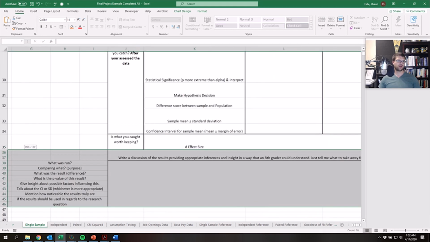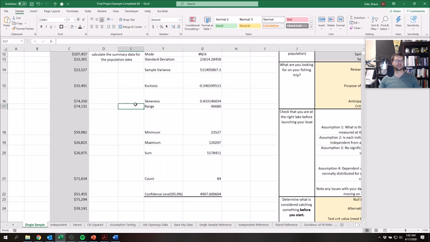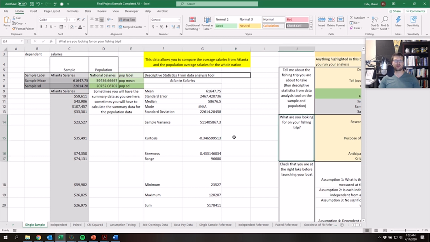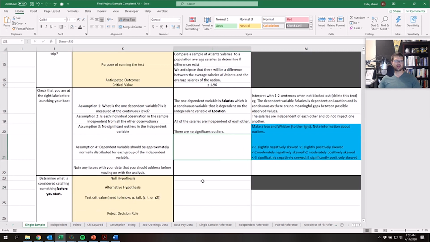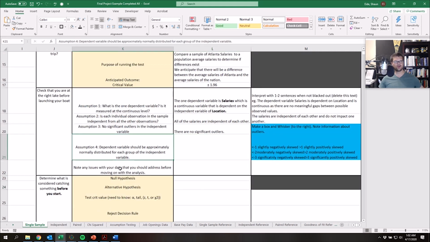So that way you know, did it violate the assumption of having extreme values? And what we determined is that no, it did not. There are no significant outliers, so that's really good. And then next we need to have the dependent variable should be approximately normally distributed.